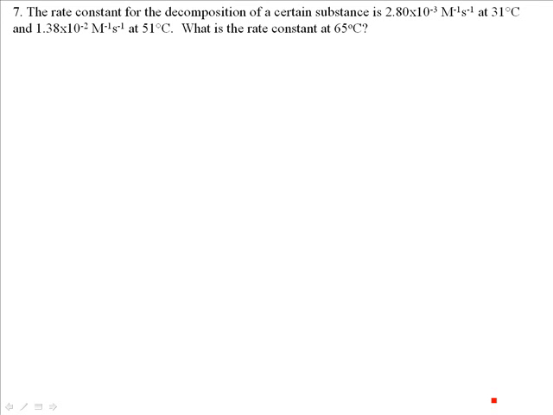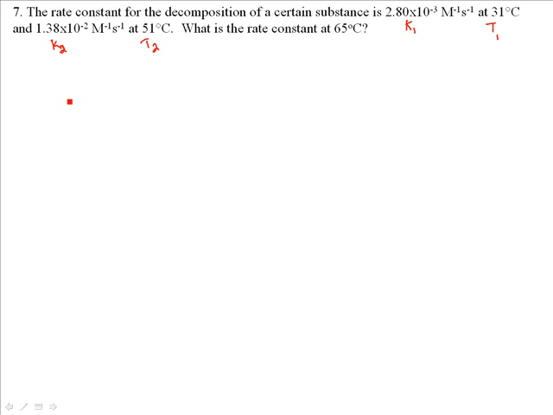This problem has several steps in it. Let's look at what information we're given. We're told that the rate constant for a certain reaction is this, and I'm just going to label it as rate constant 1, at this temperature. And we have another rate constant. I'll label that as rate constant 2 at another temperature. Well, it actually wants to know the rate constant at even another temperature.